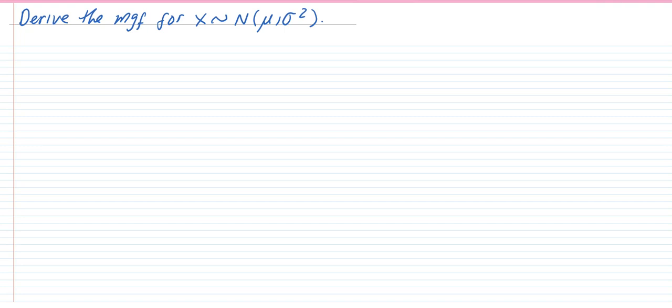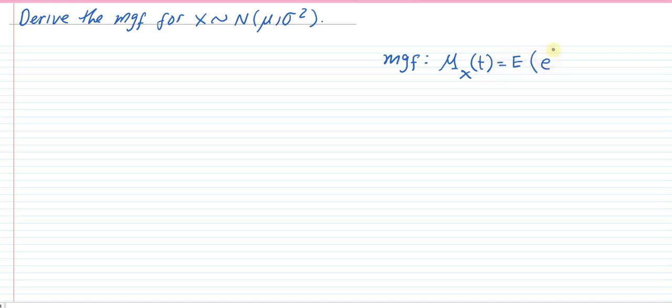In this video, I'm going to derive the moment generating function for the random variable X that follows a normal distribution with mean mu and variance sigma squared. As a review, the moment generating function is defined as M of the random variable X, evaluated at t, of the expectation of e to the tX.